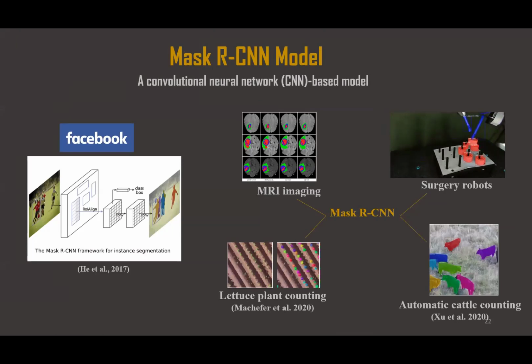So to accomplish this, we used a very popular deep learning model called Mask R-CNN model. It is a convolutional neural network, CNN-based model. It was developed by Facebook AI Research group for their own purposes. Since then, this particular model has been used in several applications like MRI imaging and evaluating surgery robots. And recently, this model has been used for a few agricultural applications like lettuce plant counting and automatic cattle counting. So looking at these applications, we were inspired, and we thought, okay, let's use this model for our research in weed science and try to detect the weeds.